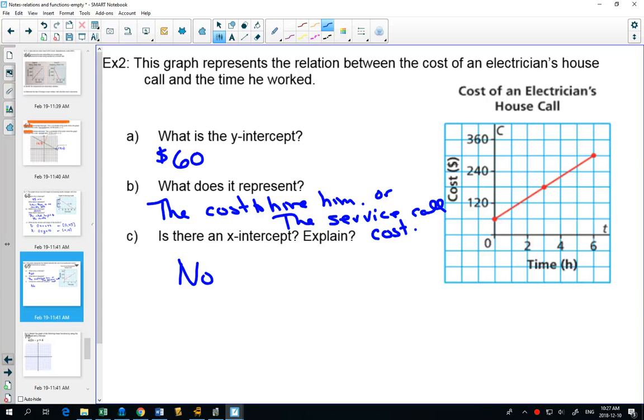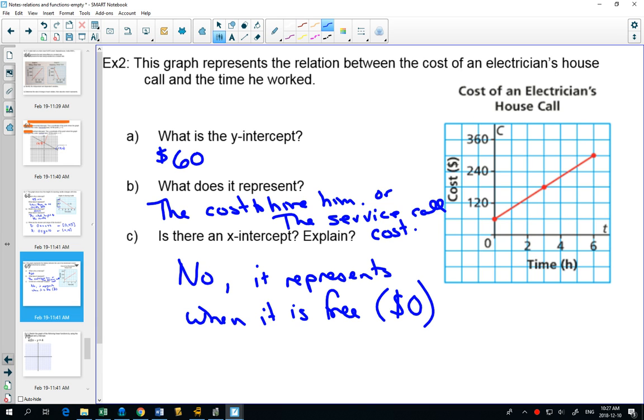$0 represents when it is free, right? When it is free, the cost would be $0. And unfortunately, this is not going to be free because there's a $60 service cost. It'd be nice, you say, oh, if you just stay here for 2 hours, then my bill will be free.